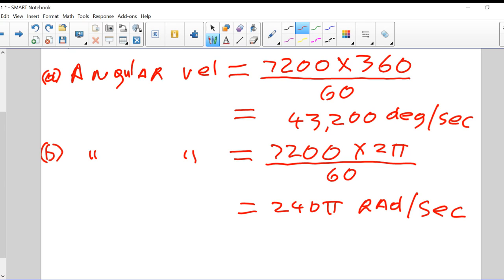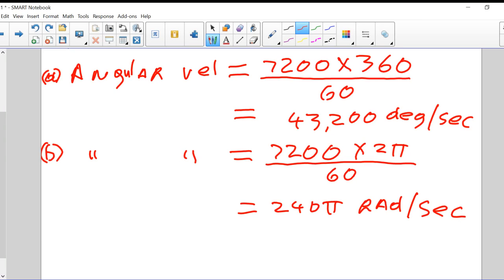Good, okay, so Quinn is asking, and again, I'm repeating your question so that when I record it, people can know what it is I'm responding to. What do these numbers actually mean when it says, for instance, 43,200 degrees per second and 240 pi radians per second? What does that actually mean?